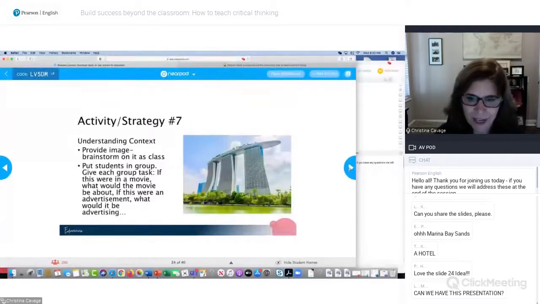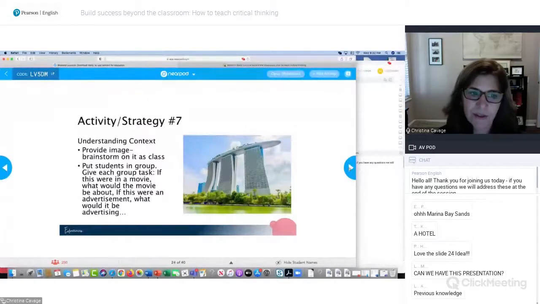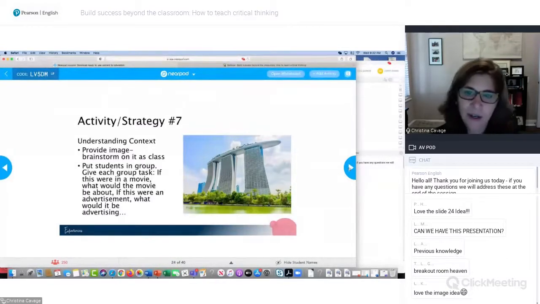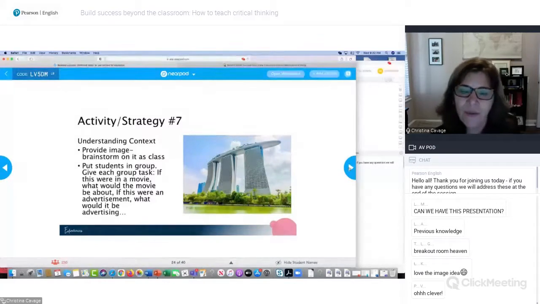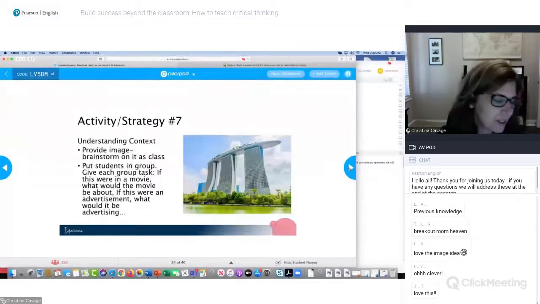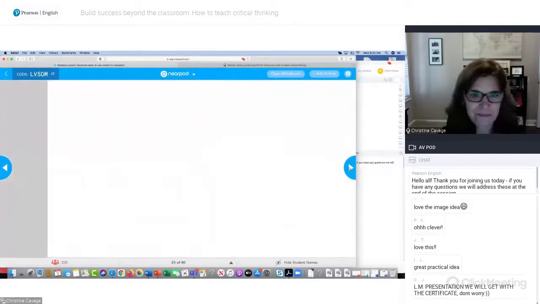So if I hand out the same image to all my groups, one group, I'm going to ask them, if this were a movie, what would the movie be about? My next group, if this were an advertisement, what would the advertisement be advertising? And if this were advertising a hotel or a city, what would that look like? So getting students to understand that different contexts yield different results is really getting them to think critically about the activities we're doing.